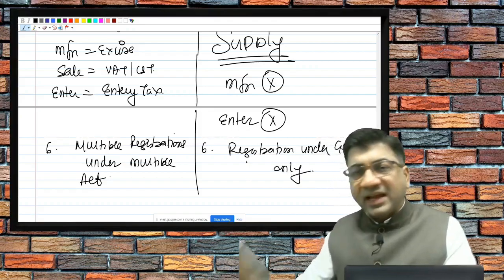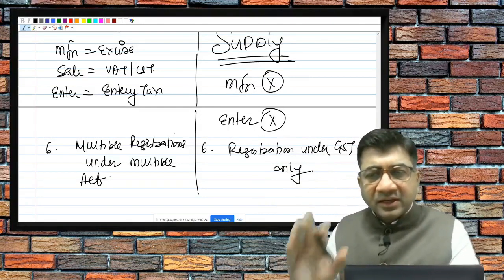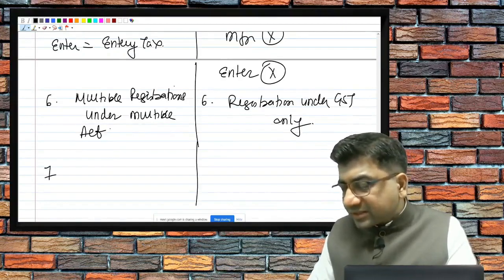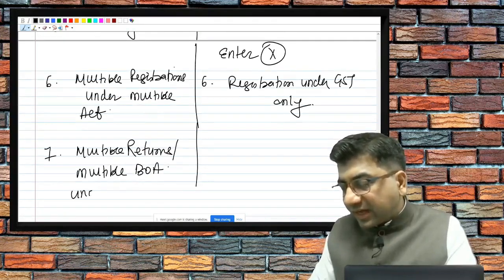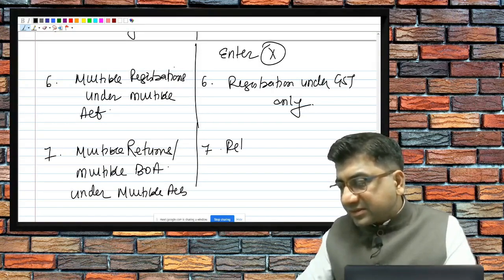Now there is only one Act, that is the GST Act. Whether it is CG or SG, leave that aside, registration is under GST only. Multiple registrations meant multiple returns and multiple books of accounts under different Acts. Now there are only returns and books of accounts under GST only.